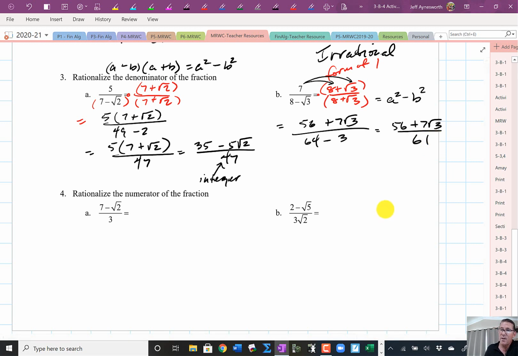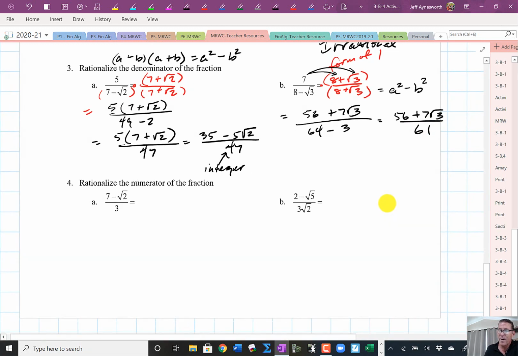Now, when you rationalize the numerator, same idea, but now you want an integer up top because the numerator is the top number, right? So you want to multiply it by another form of 1. So here we go. So 7 plus rad 2 over itself. Put parentheses around everything.